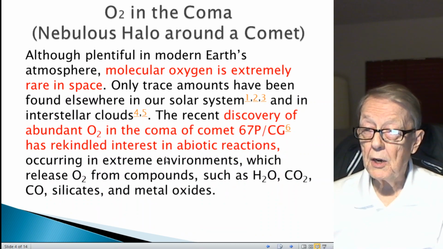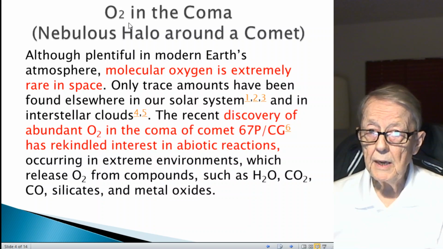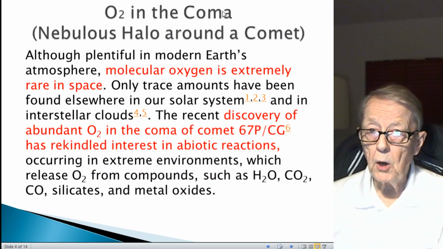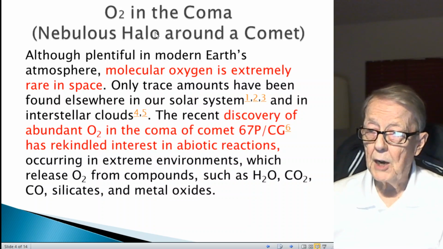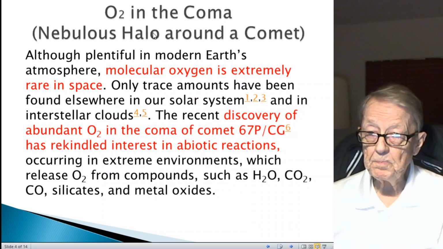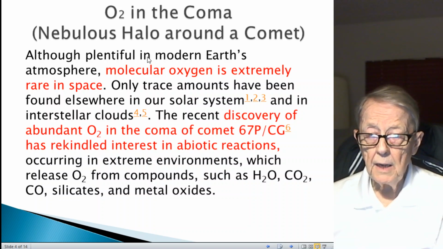What got them started in this direction was that they found oxygen, O2, in the coma of a comet. The coma is a nebulous halo around a comet that you can see as a comet goes by a star or our sun. It tends to get a glow around it, a halo around it.